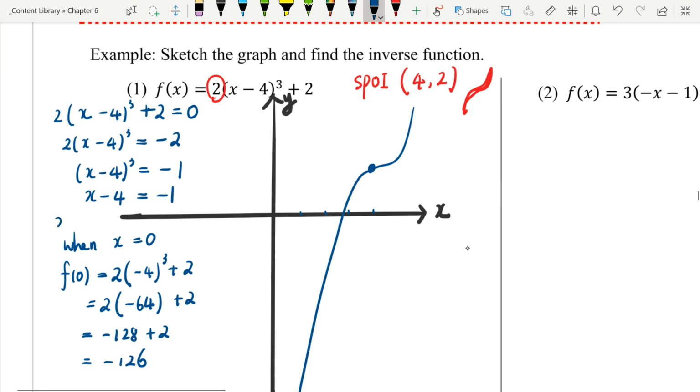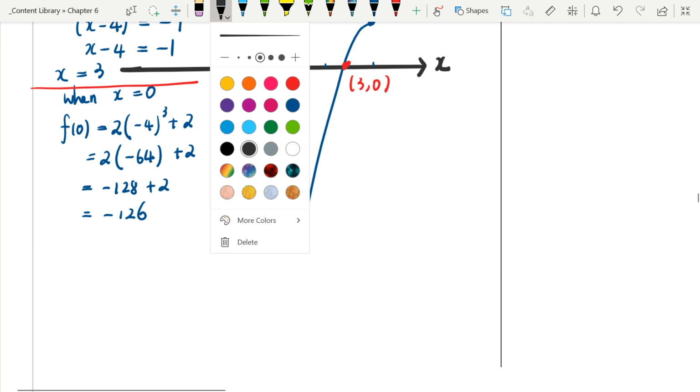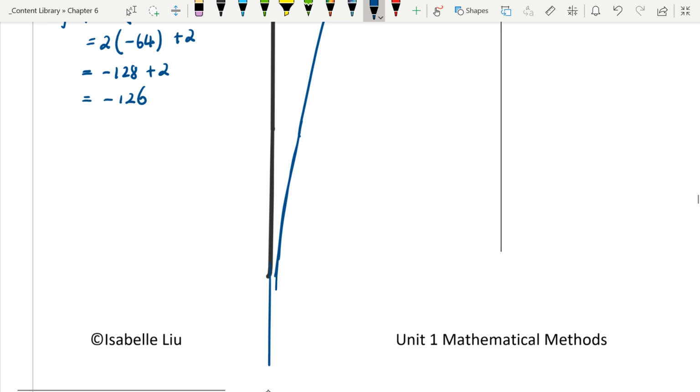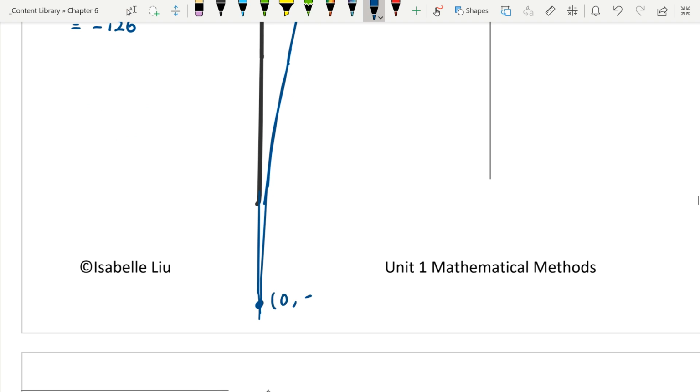And what does x equal in this case? 3. So the x-intercept is at 3. It's this point here, (3, 0), and this point is (4, 2). If I extend both graphs, I don't think you can sense how very negative it is. It intersects somewhere down here, at (0, −126).